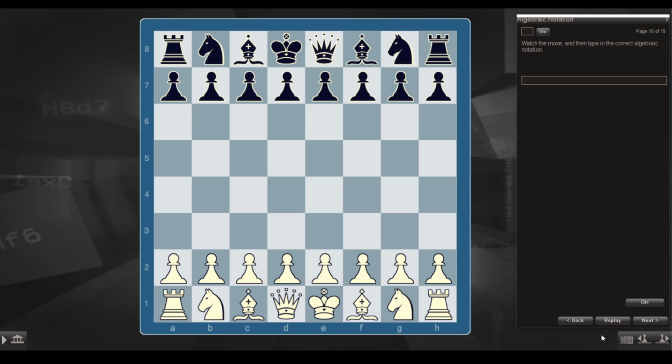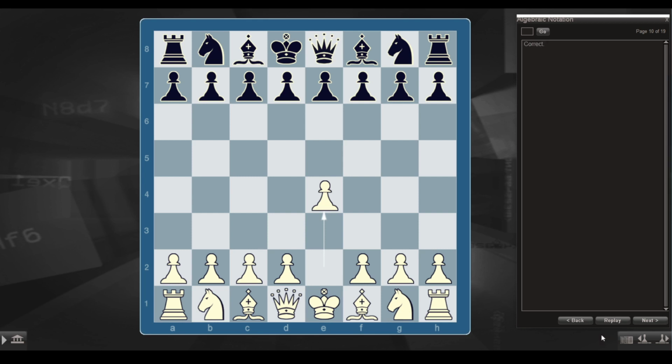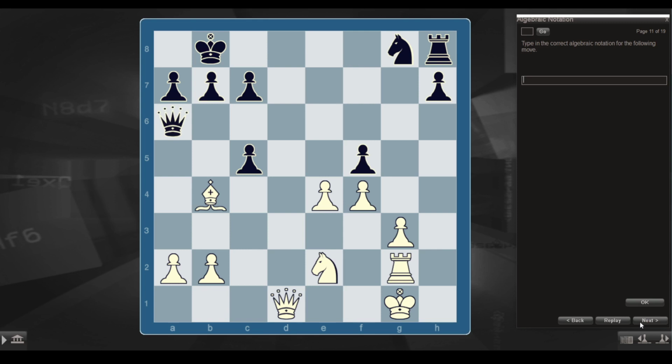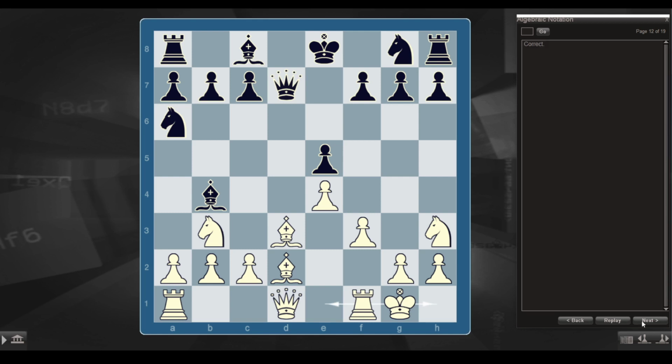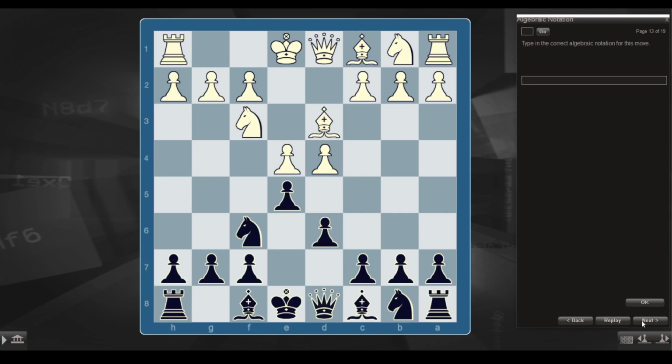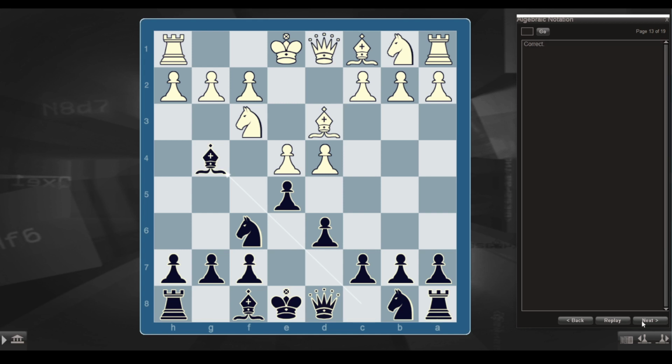Watch the move and then type in the correct algebraic notation. Correct. Type in the correct algebraic notation for the following move. Correct. Type in the correct algebraic notation for this move. Correct.